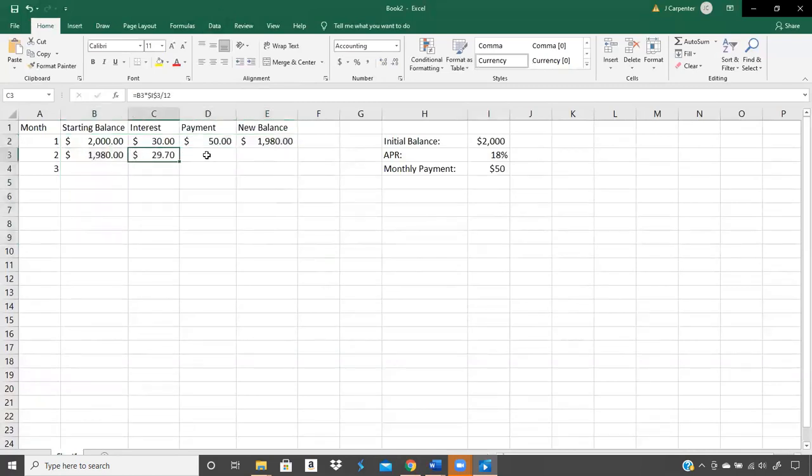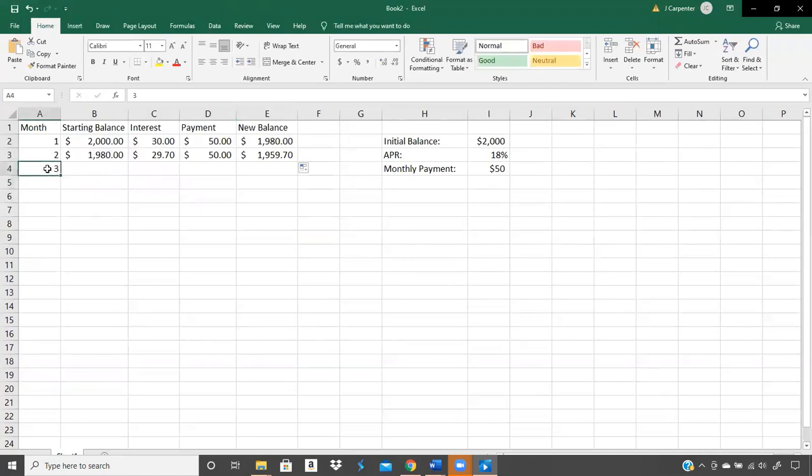And we can see that the interest did indeed go down a little. The payment, if I drag this down, it's 50. That looks good. The new balance, if I drag this down, 1959.70. That makes sense because we paid a little less in interest. We still paid the same payment. So last time our balance went down by 20 bucks, now it went down by $20.30. And that gap is going to keep getting bigger and bigger over time.